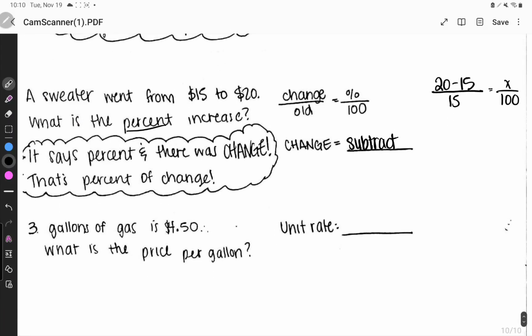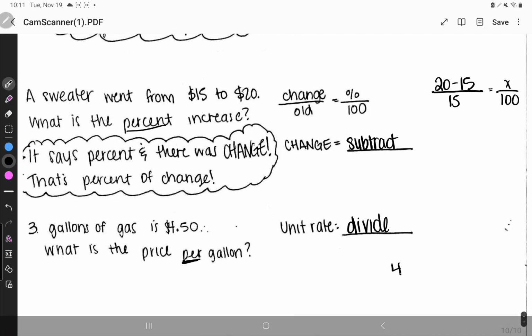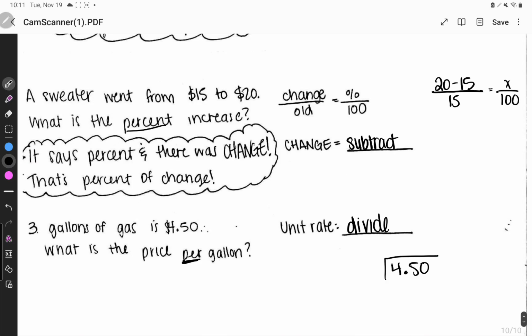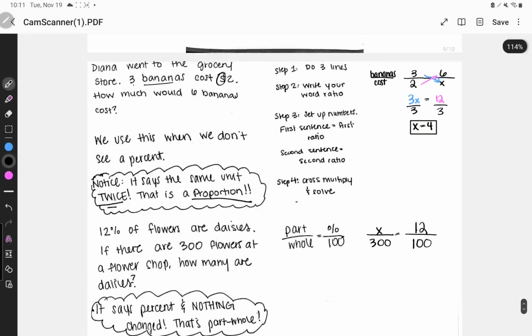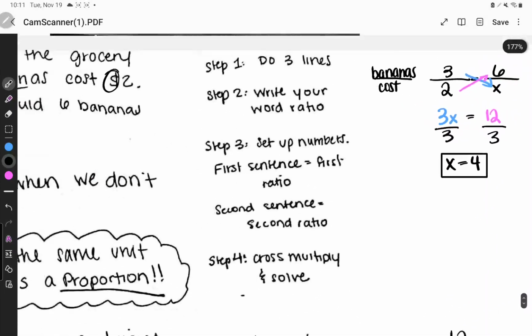The last thing that we're going to talk about is unit rate. We know that this is unit rate because it says per. Or if it ever asks for a unit rate, that just means to divide. So we're going to divide $4.50 because cost always goes on the inside by 3. And that's it. So this is your proportions and how to do it.